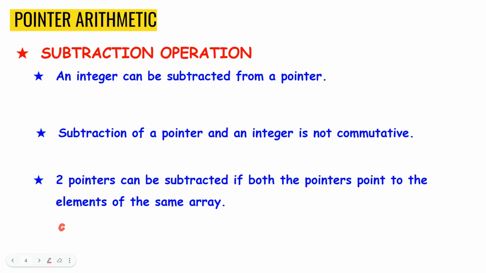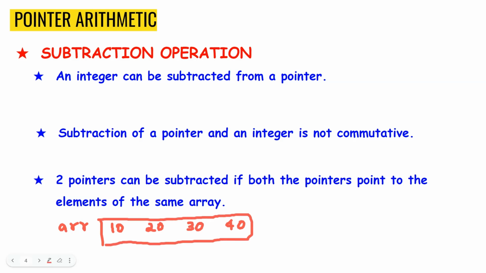For example, I have an array. The name of the array is ARR. If I have 4 values, 10, 20, 30 and 40, with index 0, 1, 2, 3. The first element is at location 2000. Then the next element would be at location 2002. If it is an integer array, 2 bytes are added each time. Then the next element is at 2004 and the next element at 2006.